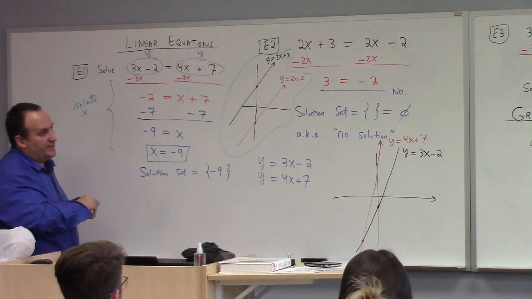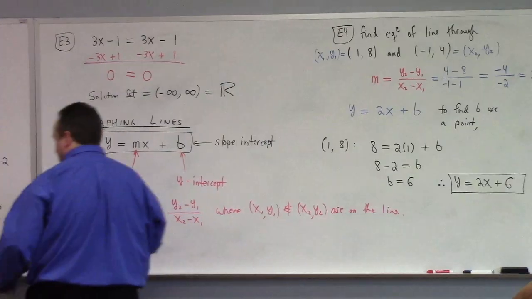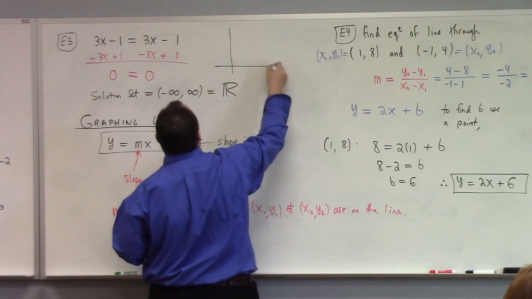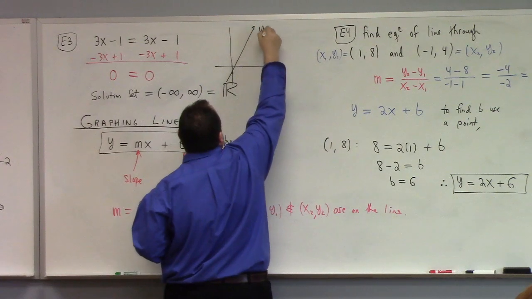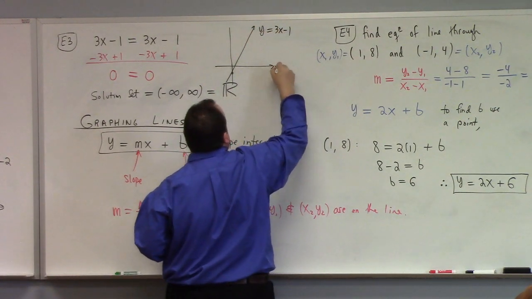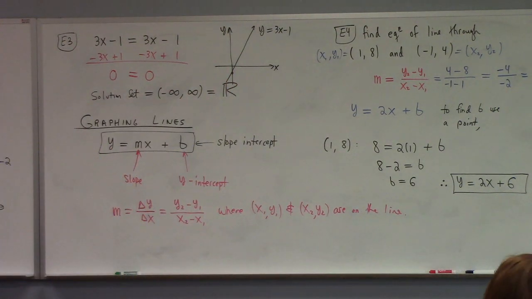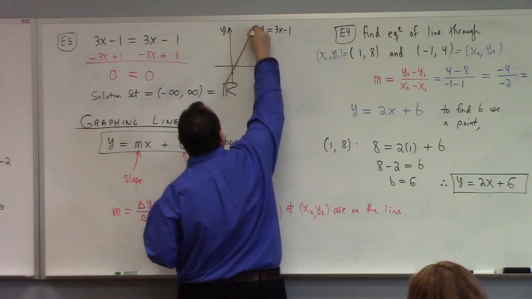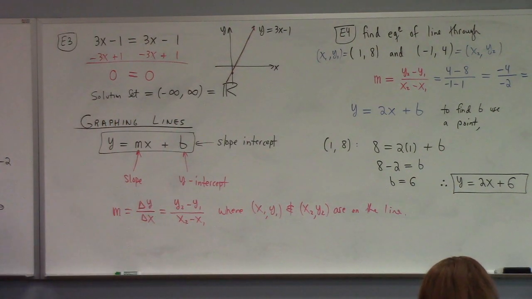All right. And then 3, what happened in 3? 3 is exceedingly silly because the graph here is what? You've got 3x minus 1, right? So it's got a y-intercept of minus 1. It's got a slope of 3. There's your 3x minus 1. Right? And what's the graph of the other side? It's the same stupid thing, right? 3x minus 1. So where do these two lines intersect? Everywhere, right? They're the same line. Every point is on both lines, which is why the solution set was everything. All right?